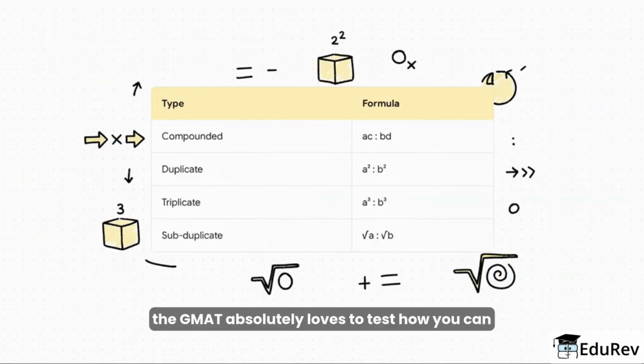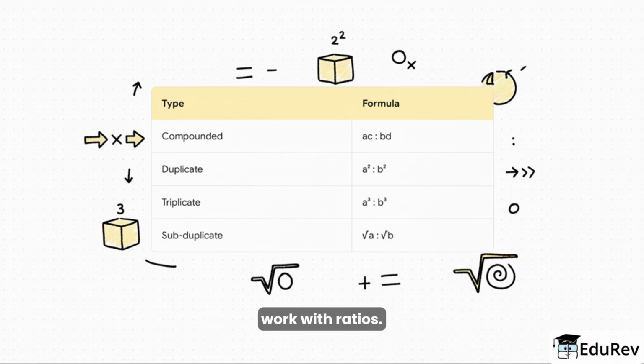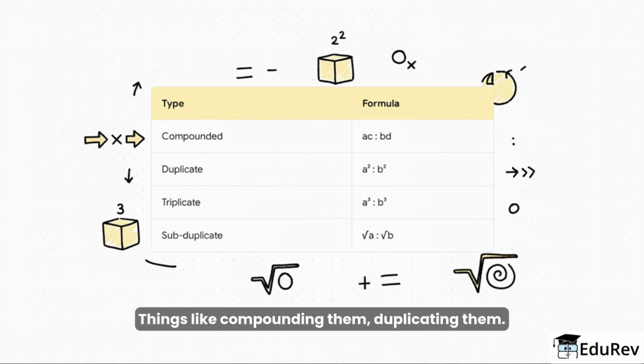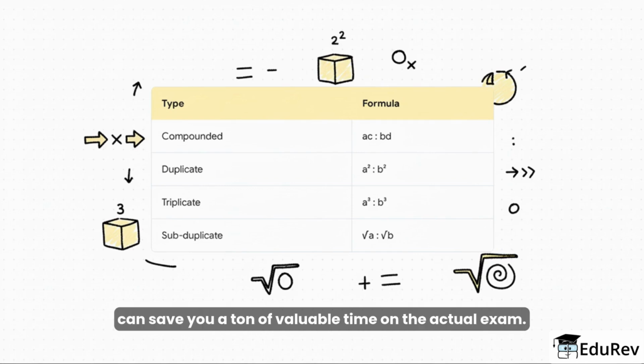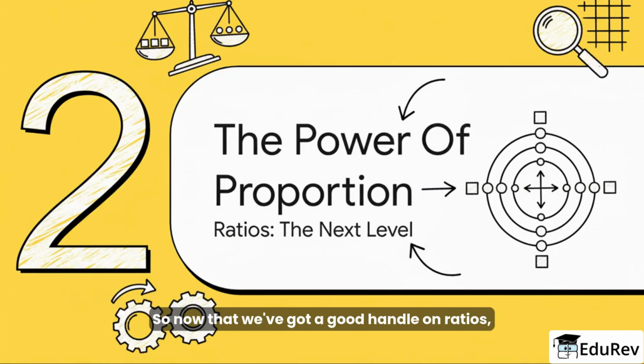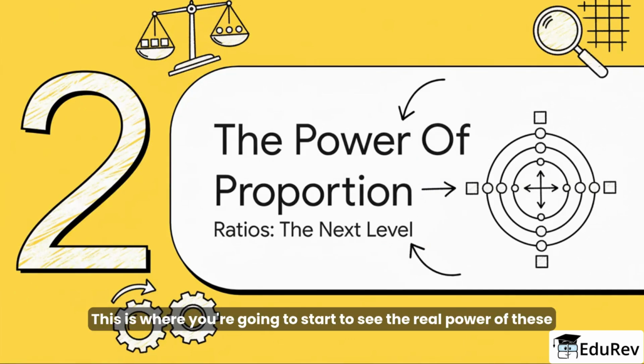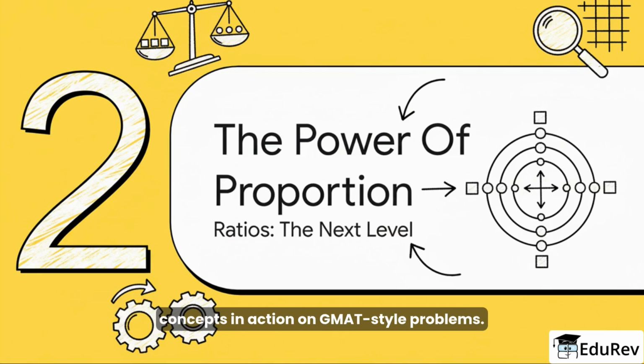Okay, this is where things start to get really interesting. See, the GMAT absolutely loves to test how you can work with ratios. Things like compounding them, duplicating them. These are just names for quick operations that, once you know them, can save you a ton of valuable time on the actual exam. So now that we've got a good handle on ratios, let's level up to proportions. This is where you're going to start to see the real power of these concepts in action on GMAT-style problems.